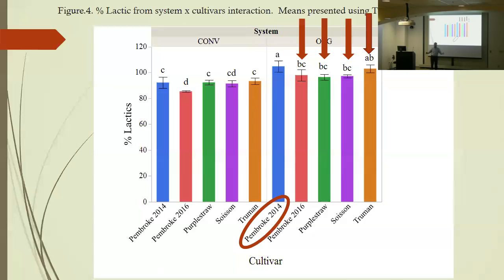Finally, in conclusion, I would say the organic production system could be a promising way to improve bread baking quality. However, more work should be done, and this trial has already been replicated this year to validate some results.